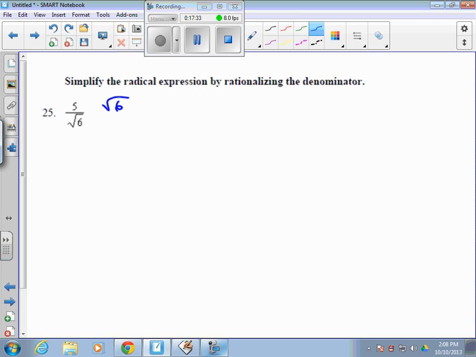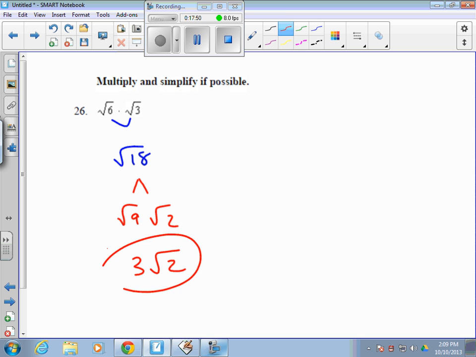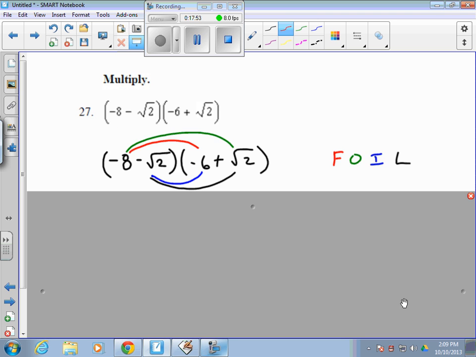Rationalize the denominator by multiplying it by itself over itself. That gives you 5 times the square root of 6 over 6. Multiply and simplify. 6 times 3 is the square root of 18. We know a perfect square that goes into 18, so it's the square root of 9 over the square root of 2, which is 3 times the square root of 2. Again, plus or minus 3 times the square root of 2.